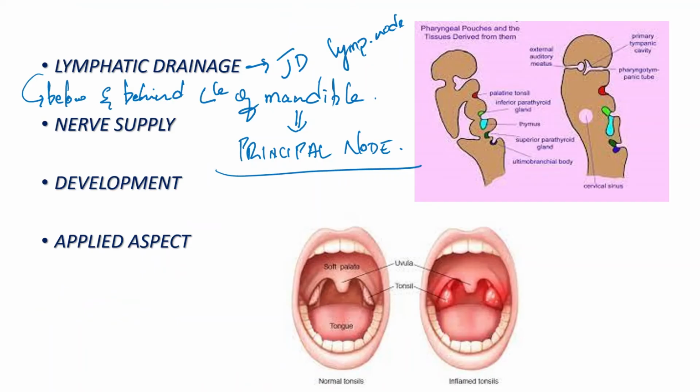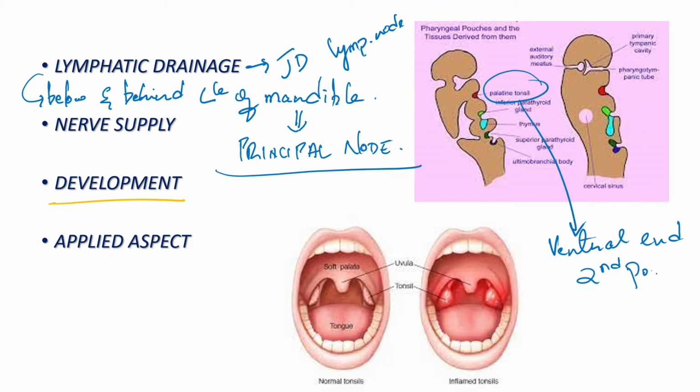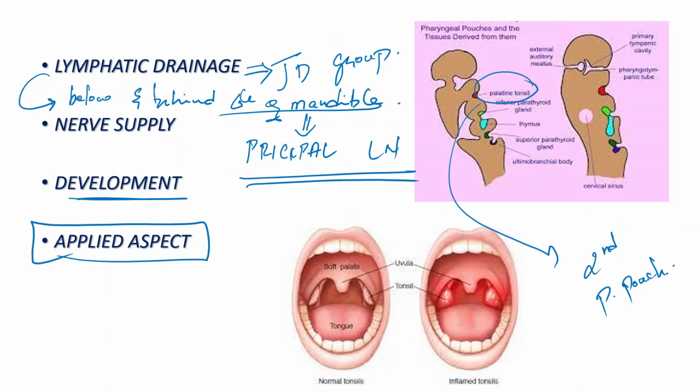Next, moving on to the development of the palatine tonsil. The development of the palatine tonsil is mainly by the second pharyngeal pouch. The palatine tonsil is mainly developed from the ventral end of the second pharyngeal pouch. So this is about the development of the tonsil.